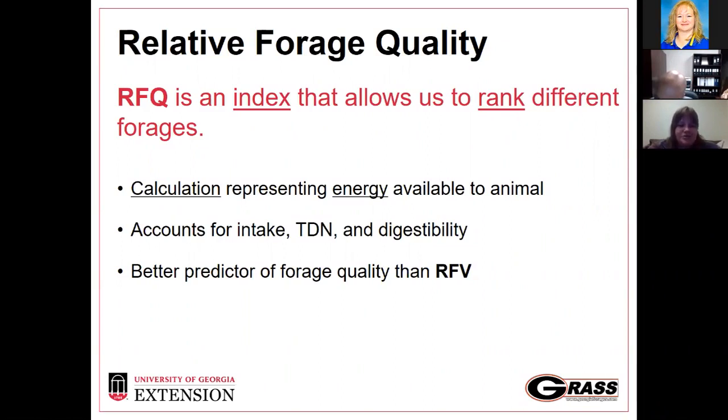Depending on the lab that you send your samples to, you may still run across a report that uses RFV. It's relative feed value. That's not one that we recommend for use in forages because it doesn't account for how digestible a forage is and can really undersell a lot of our high quality forage products. So you'll still see it, especially in corn silage type situations, but we're really promoting the use of RFQ.